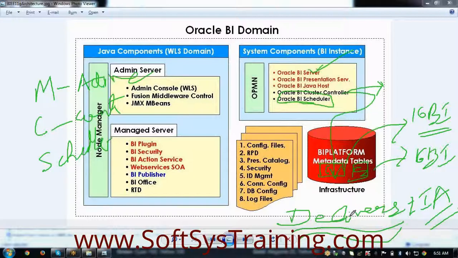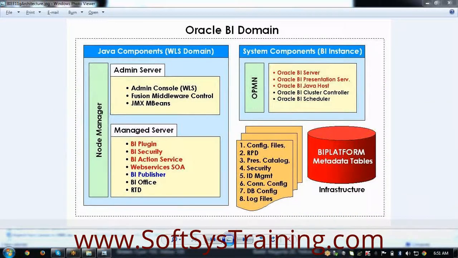And we can set the priorities also: low, medium, high, different types of priorities for scheduling and delivering of reports. So, understood about the Oracle BI Scheduler server? Now you see the infrastructure here.